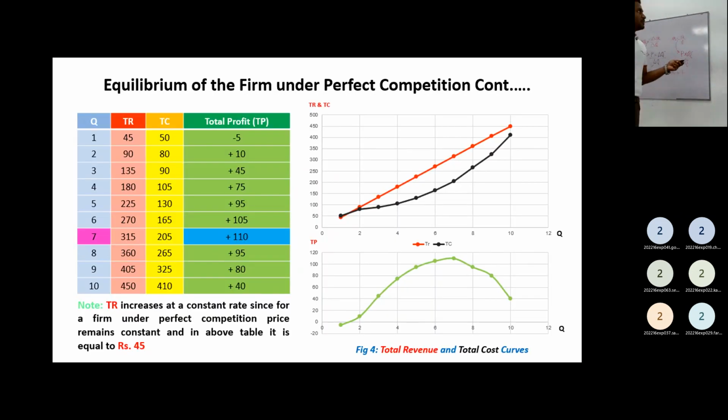So accordingly, based on this approach, simply the total revenue and total cost approach, to maximize the profit, the company must produce how much? 7 units. Can't you produce 8 units? Why? If you produce 8 units, your revenue is higher, but the cost is also higher, right? Can you produce 5 units?